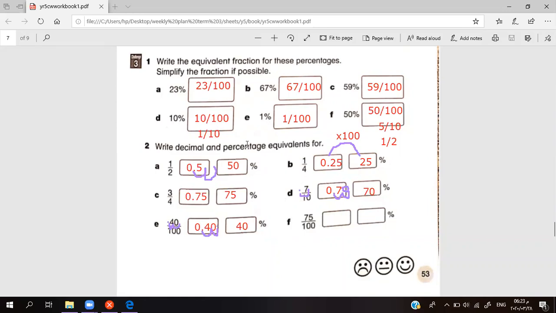What about here? To turn this fraction into a decimal, I will move my decimal 2 places because it's divided by 100. So it will become 0.75. And to turn my decimal into a percent, I multiply it by 100 and move my decimal 2 places. So it's going to be 75. Okay.